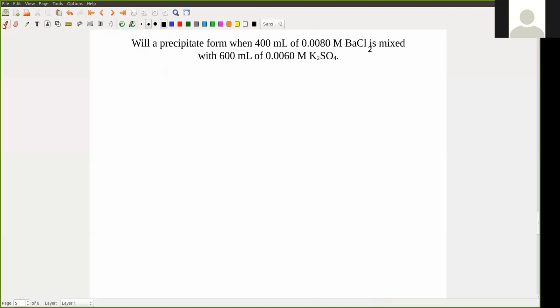And to know that, we need to know a little bit about what concentrations and specifically how many moles are involved of the species that would complex to form a precipitate. In the case that's provided here, we have barium chloride and we have potassium sulfate. Potassium and chloride ions will stay in solution. They will not precipitate out. However, barium sulfate will form a precipitate.